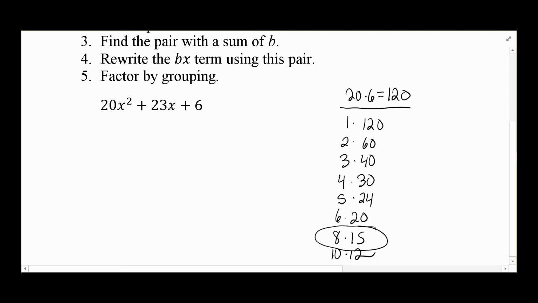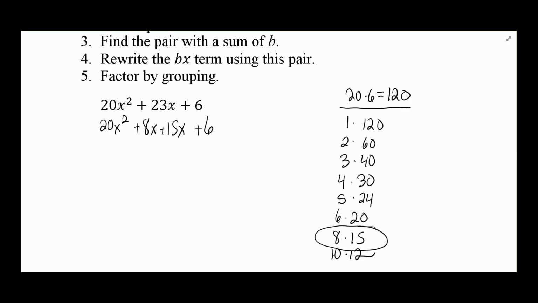Next step is to rewrite our middle term. So this is all kind of scrap work that we've been doing. Coming back to our problem now, we're going to rewrite this problem. Instead of 23x, we're going to write it as 8x plus 15x. That's the only thing we're changing about the problem. Nothing changed, that's equivalent, but now we have four terms.